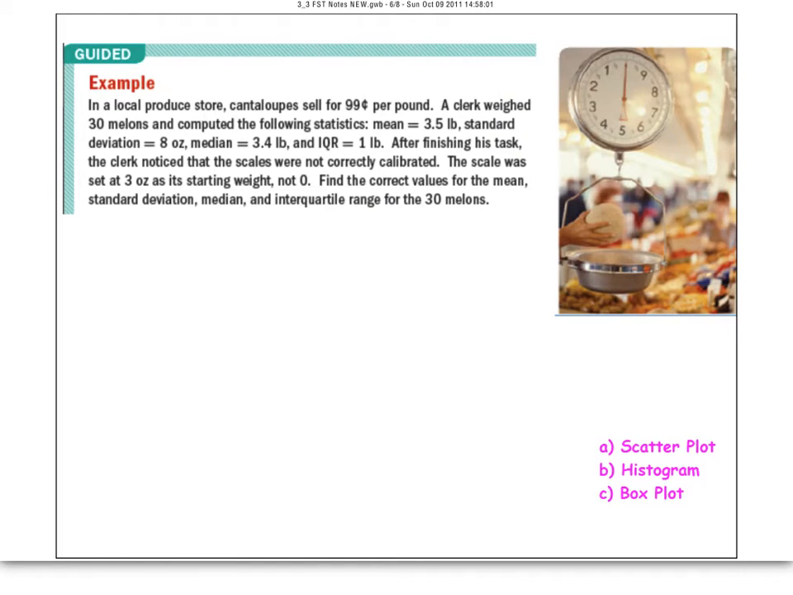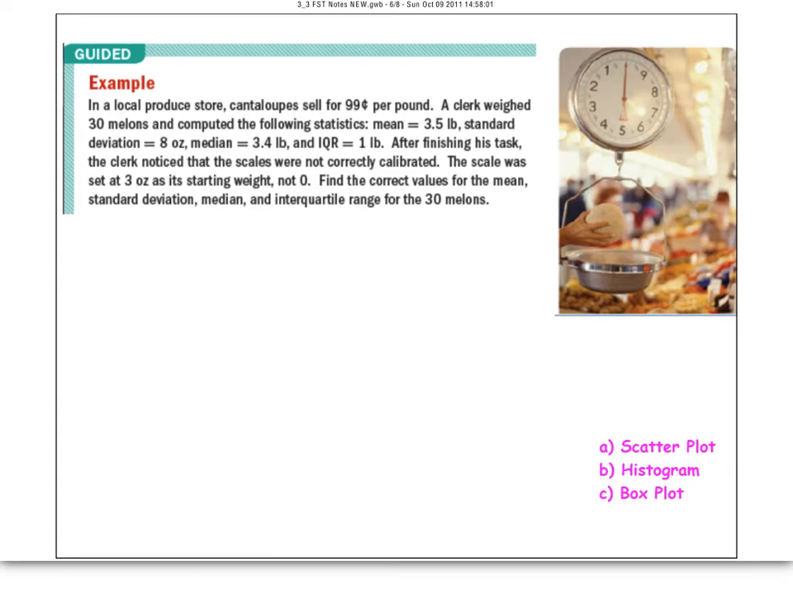So I'm going to look at 3 examples. Here's the first one. Now let's look at this example. A local produce store sells cantaloupes for 99 cents a pound. The clerk weighed 30 melons and computed the following statistics. I have them written down here. We have a mean of 3.5 pounds, a standard deviation of 8 ounces, median of 3.4 pounds, IQR of 1 pound.